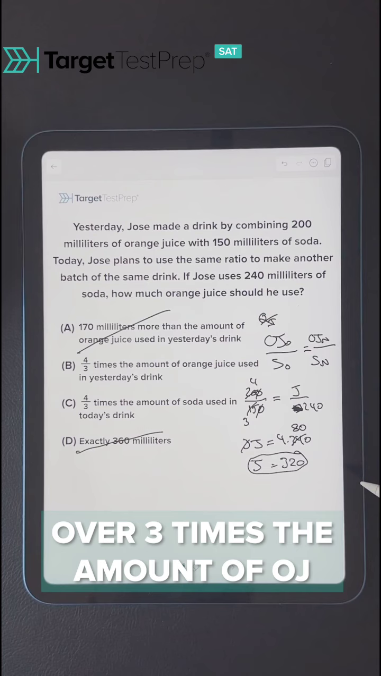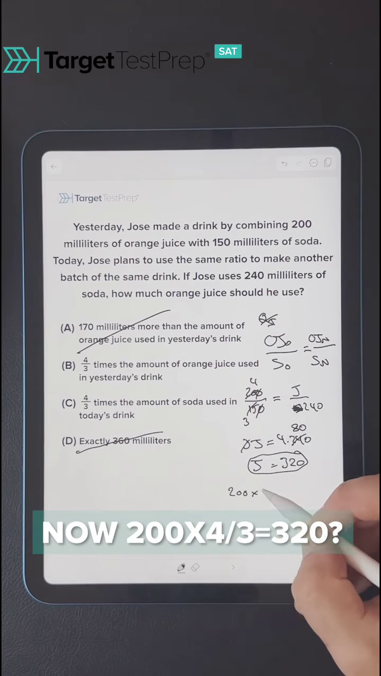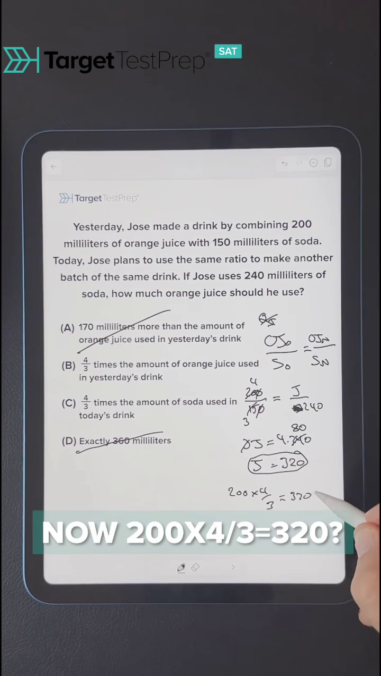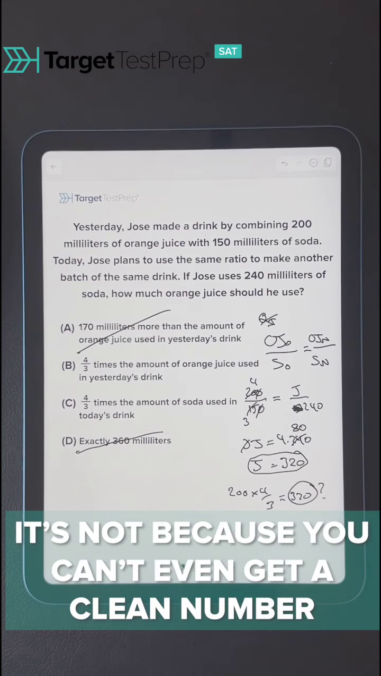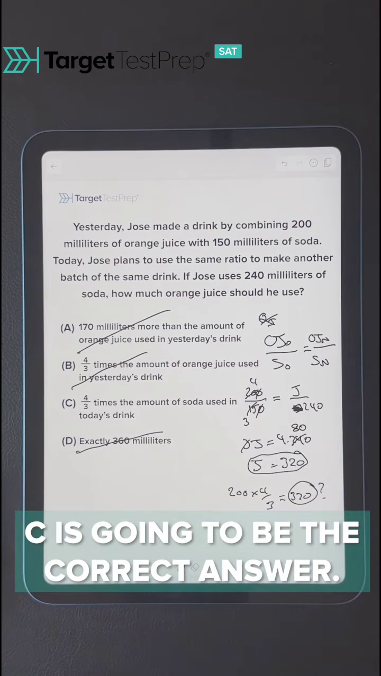So B is: the amount of orange juice used is 4 over 3 times the amount of OJ used in yesterday's drink. Once again, 200 milliliters is the OJ. Now, is 200 times 4 over 3 equal to 320? It's not, because you can't even get a clean number by multiplying 200 by 4 over 3. So B's out. C is going to be the correct answer.